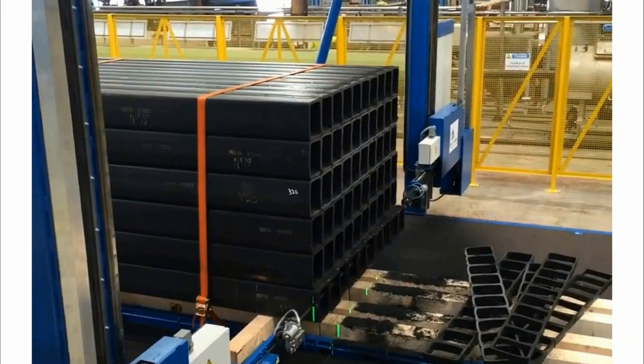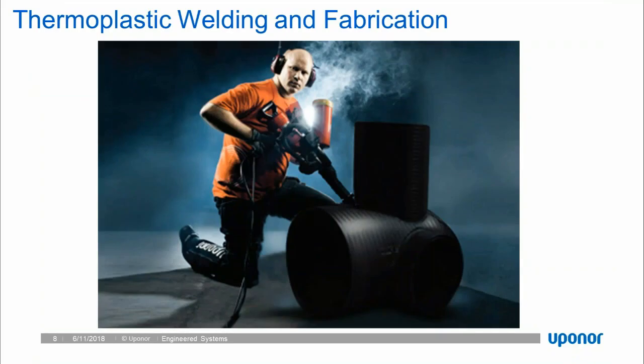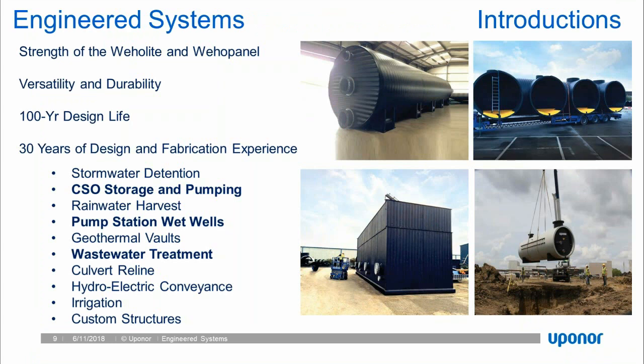Here you can see structural panel called Wehopanel. It's useful for the production of buoyancy countermeasure bases, tops of structures, internal baffle walls, and rectangular structures of a wide array of configurations. The 2 materials, Weholite and Wehopanel, are combined through thermoplastic fusion welding and fabrication to create a host of applications and project-specific designs.